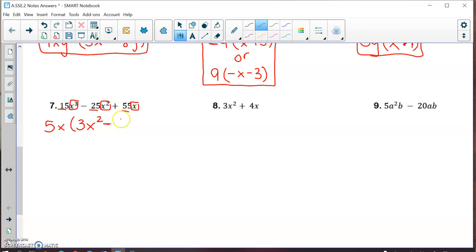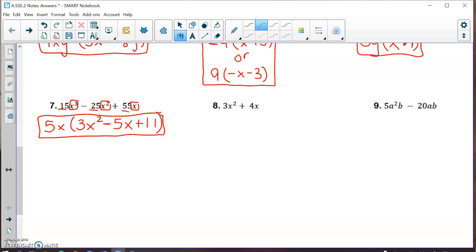Minus 25 divided by 5 is a 5. I had 2 x's, I took 1 out, so I'm left with 1x. Plus 55 divided by 5 is an 11. I had 1x, I took 1x out, so I don't have any more x's left in that term.